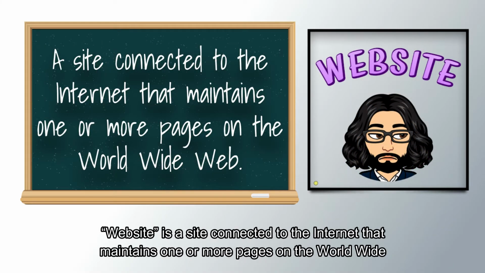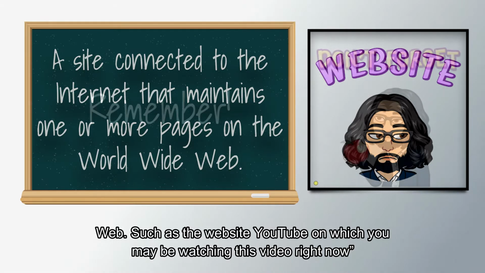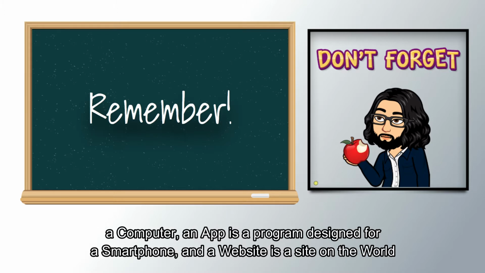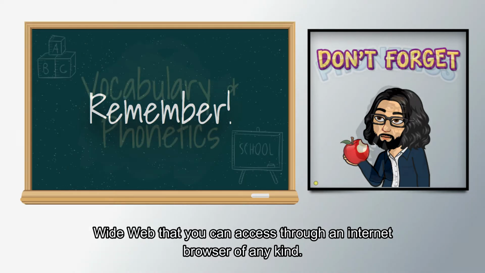Website is a site connected to the internet that maintains one or more pages on the World Wide Web, such as the website YouTube, on which you may be watching this video right now. These are the big differences with these terms. Remember that software is a program designed for a computer. An app is a program designed for a smartphone, and a website is a site on the World Wide Web that you can access through an internet browser of any kind.